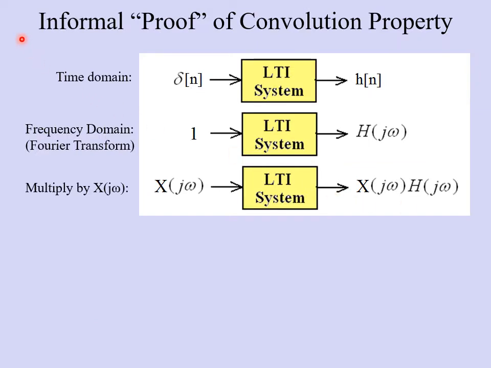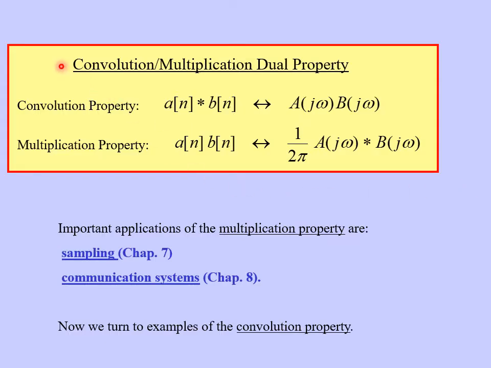Here's an informal proof of the convolution property, and again, this is the same one that I basically showed in chapter 4, so I'm going to skip over this for now. One thing I will mention here, because we will see this later in the course, is this convolution and multiplication property dualism. And so basically what it says is that the convolution property says that if we have convolution in the time domain, we have multiplication in the frequency domain.